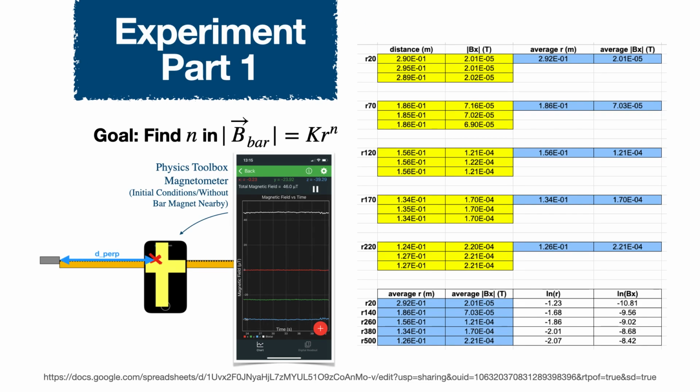The first part of the experiment had the goal of finding n. Shown on the left is how the bar magnet was positioned relative to the phone sensor along with an example image of the physics toolbox magnetometer readings. On the right is the data collected from the app for step 2 of the procedure.